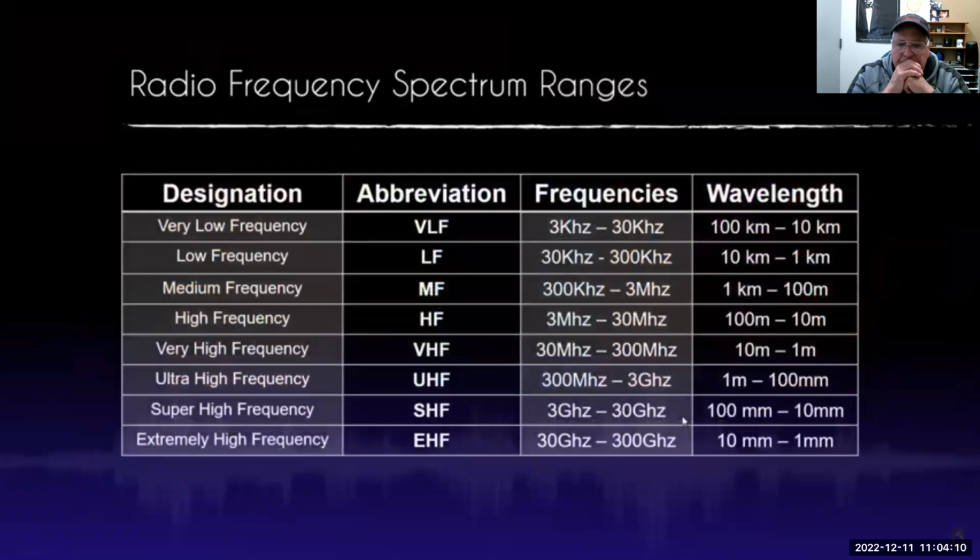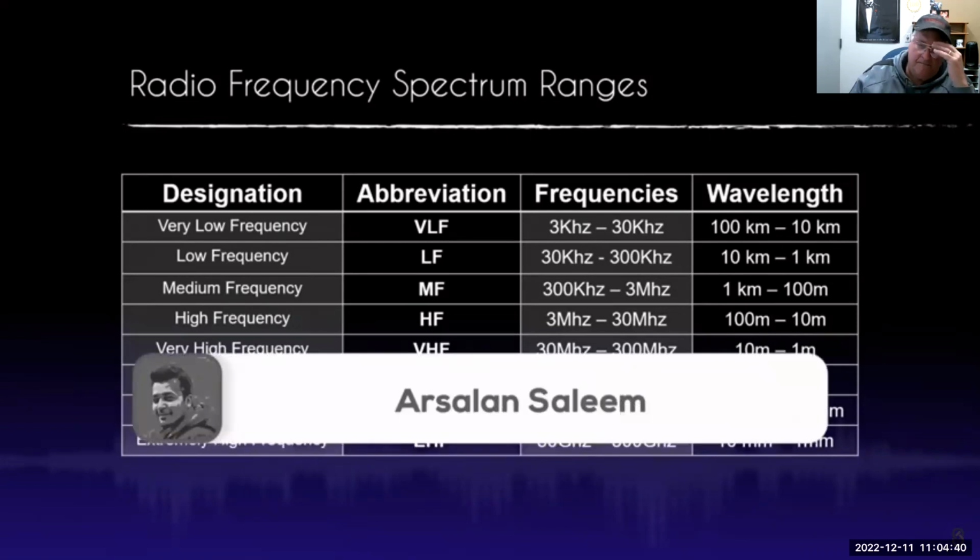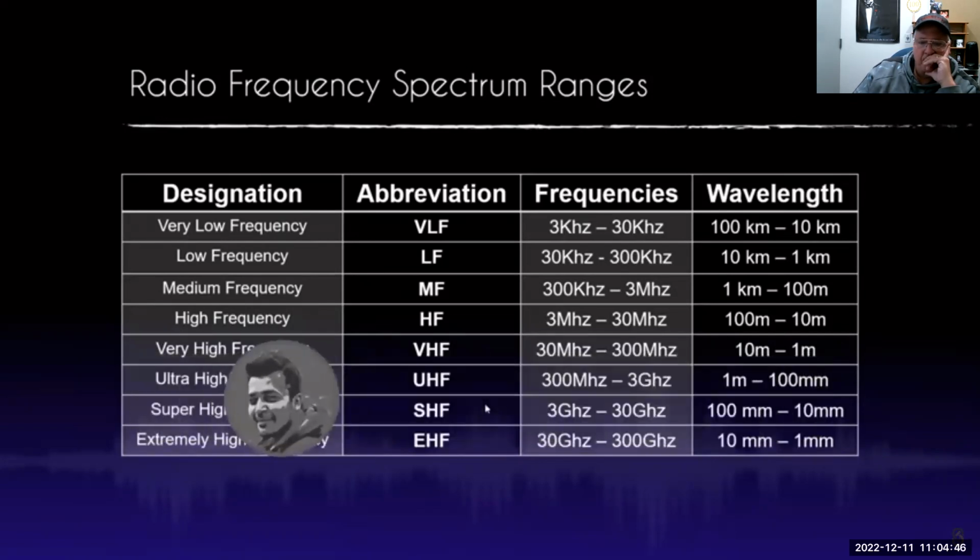So over here you can see all the different frequencies and their abbreviations and frequency and wavelength. So very low frequency is abbreviated by VLF, and its frequency is 3 kilohertz and ending at 30 kilohertz. And its wavelength is starting from 100 kilometers and ending at 10 kilometers. So this is VLF. Then there is LF, which is low frequency, starting from 30 kilohertz and ending at 300 kilohertz. And its wavelength is starting from 10 kilometers and ending at 1 kilometer.